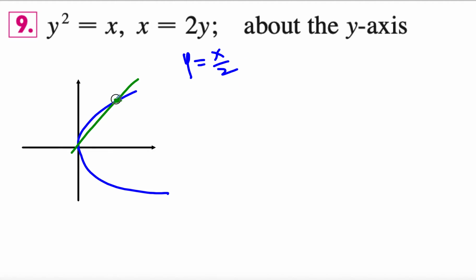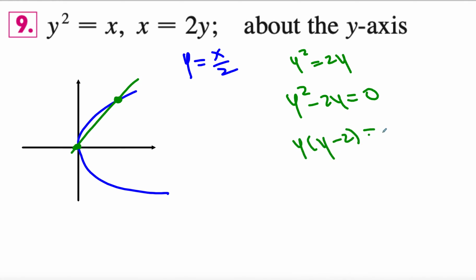Now you can realize that at this particular point, I can set them equal to each other. So we get 2 points here. y squared is equal to 2y. Then we get y squared minus 2y equal to 0. I can factor y out. And you know that they will be intersecting when y is equal to 0 or y is equal to 2. So this is 2. This is 0. Now, rotating it about the y-axis.